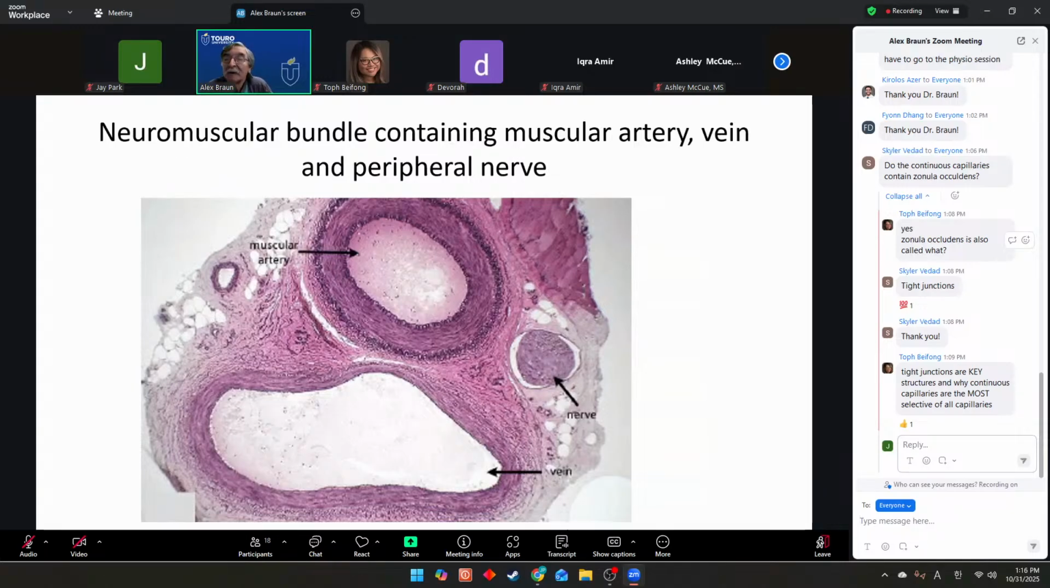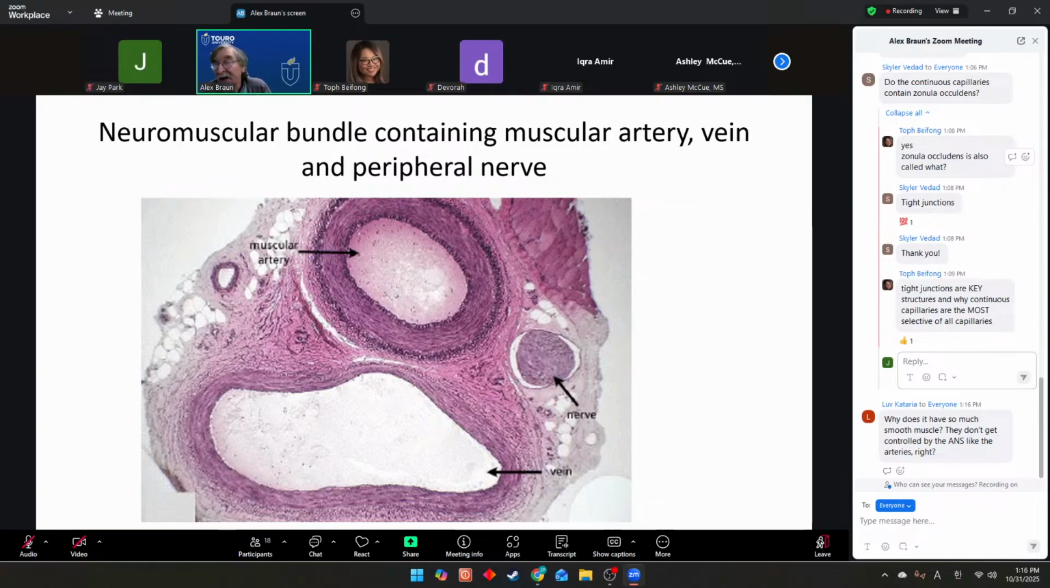Now, when you actually look at tissue in a body, often arteries, veins, and nerves travel together in neurovascular bundles. And usually the arteries and veins and even the nerve are of a similar order of size, okay? So here in this particular tissue, we see a muscular artery and a medium-sized vein next to each other, and we see even a nerve of comparable size.